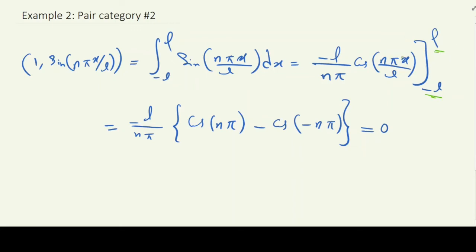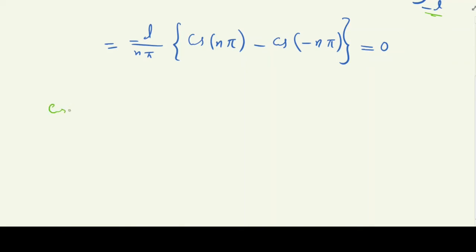If you substitute these values back into this relationship, you're going to get cosine n pi, because L is going to be simply cancelled out from top and bottom. And the second term is going to be, by substituting minus L here, cosine minus n pi. So we know that cosine n pi is going to be minus 1 to the power n.